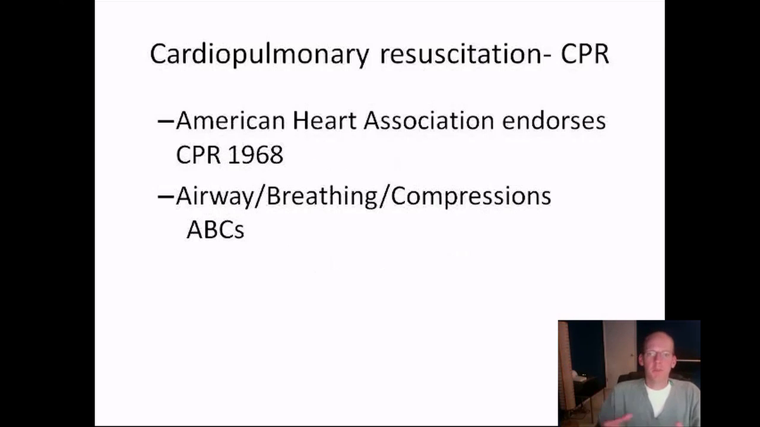So some very basic background. Cardiopulmonary resuscitation, or CPR, was first developed in the 60s, formally adopted by the American Heart Association in 1968, where they developed the mnemonic ABCs, or airway, breathing, compressions. Through outreach to the community, they were able to train the lay public on effective CPR as well as healthcare providers.